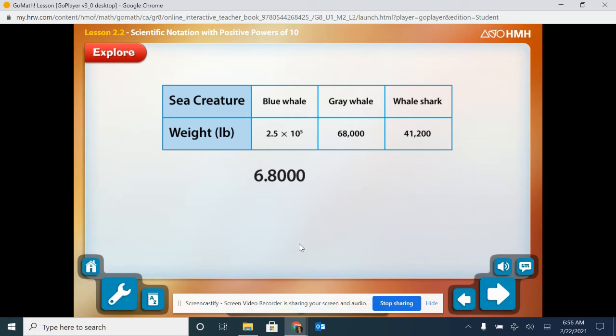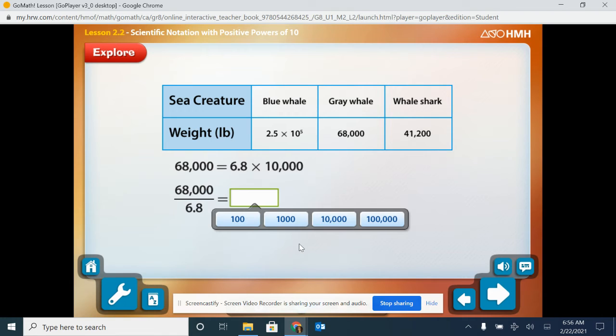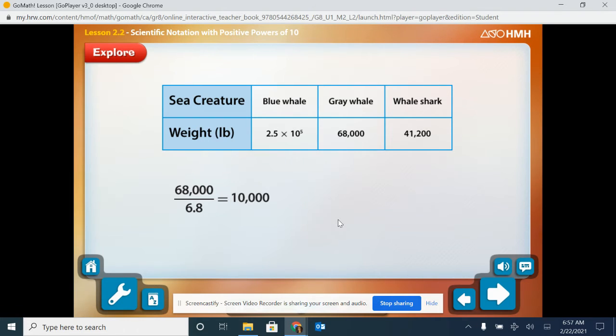Excellent! Moving the decimal point 4 places to the left gives you a number greater than or equal to 1 and less than 10. Now divide 68,000 by 6.8. So notice we moved it 4 places to the left: 1, 2, 3, 4 places to the left. So when I divide 68,000 by 6.8, it's going to be 10,000. Why 10,000? Because you have 1, 2, 3, 4 zeros, okay? That's it. 68,000 divided by 6.8 is equal to 10,000.